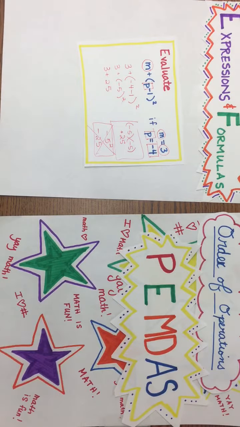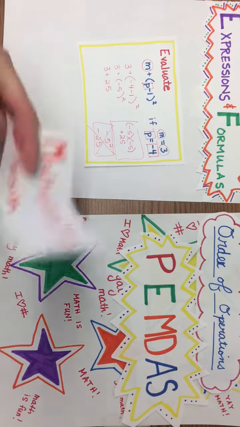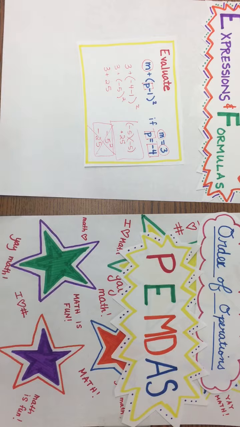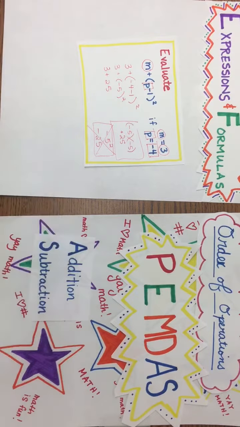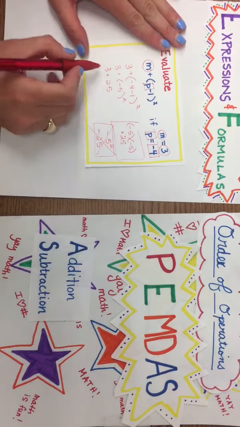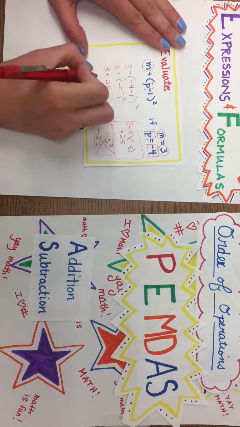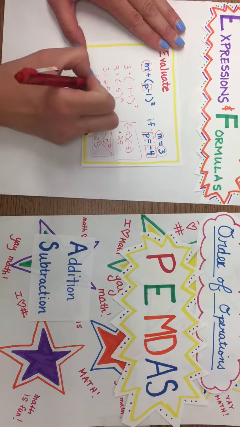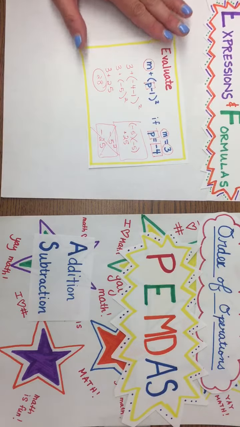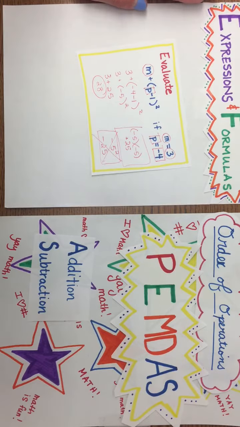Now that I've handled my exponents, I want to look for any multiplication and division. There is none. So I will move on to addition and subtraction. I have 3 plus 25 working from left to right. 3 plus 25 is 28, and that is my final answer. Check back in the next video where we'll go through some more complicated examples.